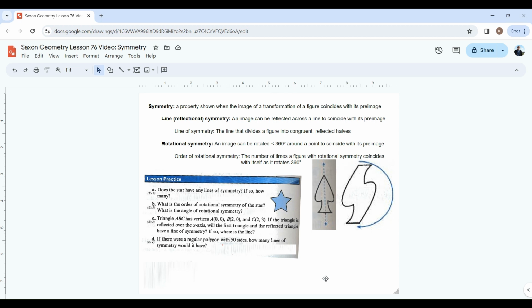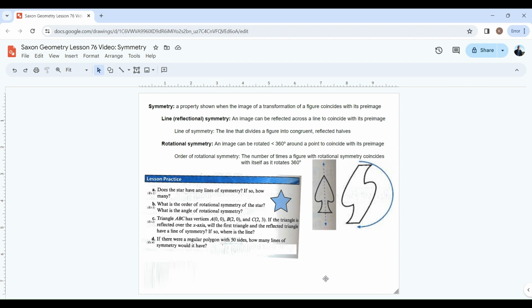Hey there, geometry students. In this lesson, we are going to be talking about symmetry. Now, in geometry, a symmetry is where you bury dead polygons. No, actually, symmetry has a very technical definition in Saxon math, and it relates to transformations.